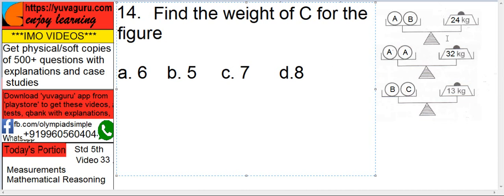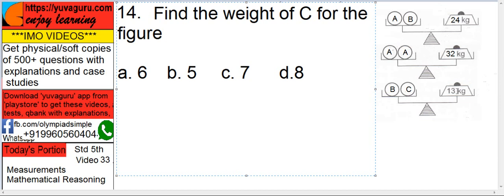See here, balancing means what? What does balance on any balance? Means if you take any balance and put two weights on the other side, they balance only if they have the same weights. So A plus B together means 24. A plus A together means 32. B plus C together means 13.